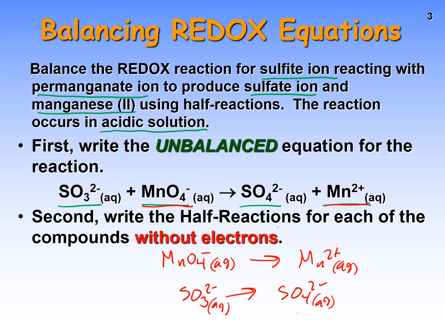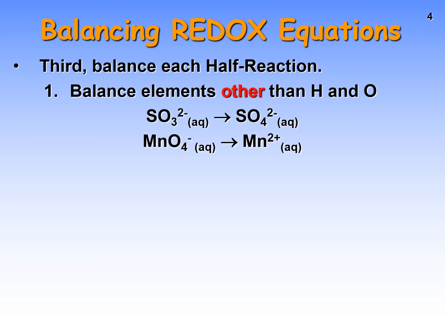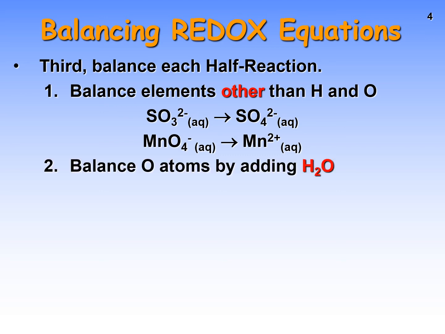The next step would be to balance elements other than hydrogen and oxygen, but we have 1 Mn on both sides, 1 sulfur on both sides. We're good. So again, balance elements other than hydrogen and oxygen. Boom, balanced. Boom, balanced. Don't need to do anything. Oxygens aren't balanced in either of these 2 half reactions, but that's not what we're doing in this step. So we're going to move on.